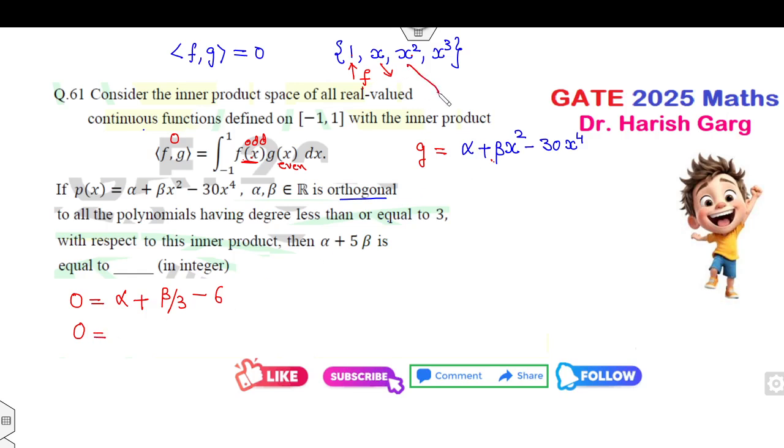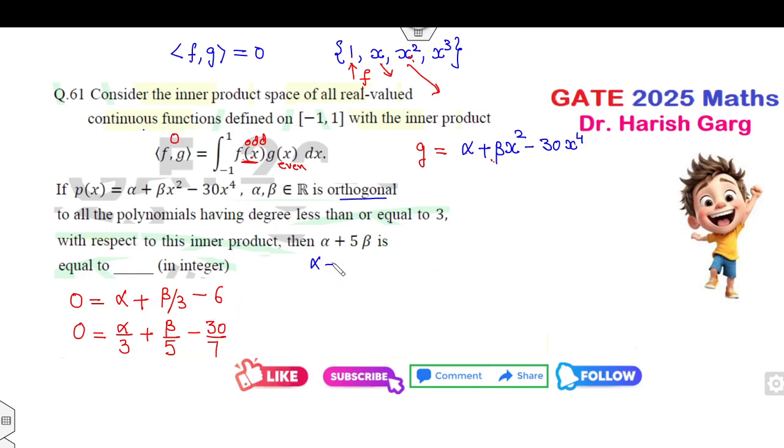When you multiply by x squared, it's alpha x squared. So that will be alpha over 3 plus x^4, x^4 will be beta over 5, and x^6 means 30 over 7. Now your target is to find the alpha and beta.